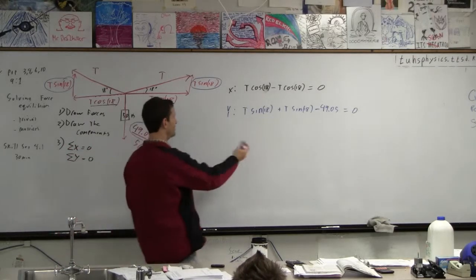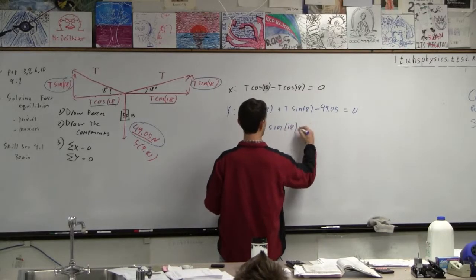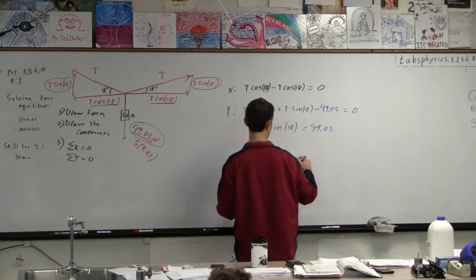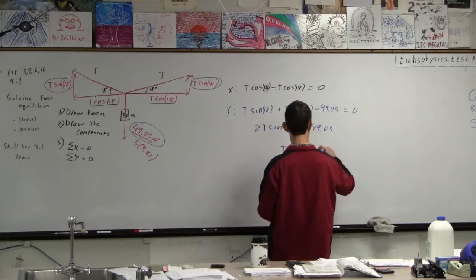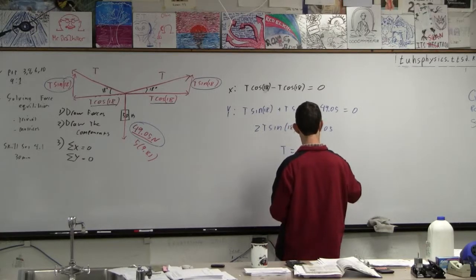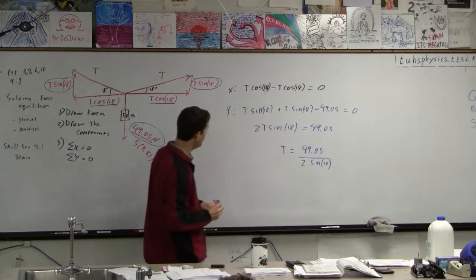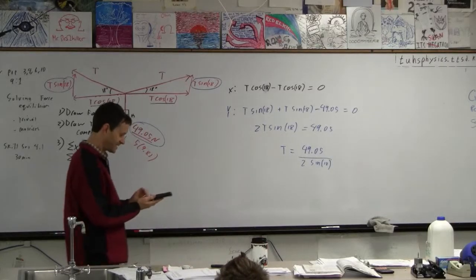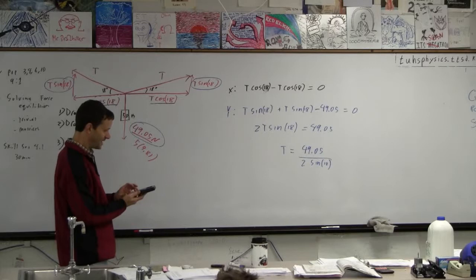And then this just becomes 2T sine 18 equals 49.05, right? And then T is equal to 49.05 divided by 2 sine 18. Did I do that right? I think I did. Take your calculator and calculate what T is.